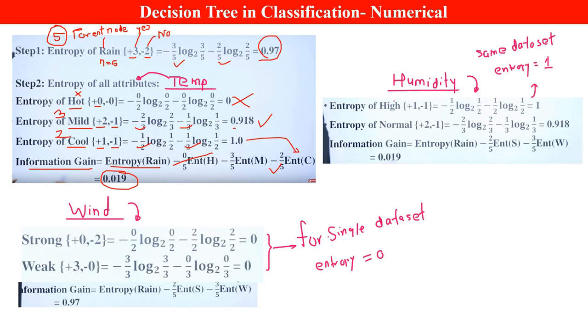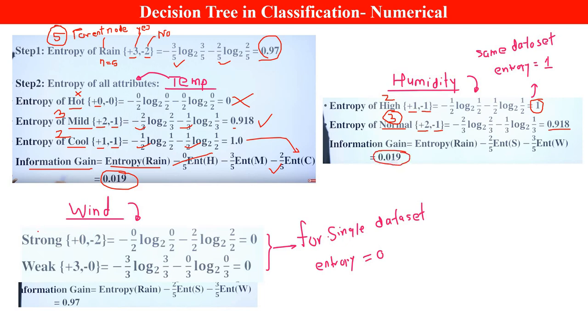For humidity, the high is coming 2 times and normal is coming 3 times. Yes is 1 time, so 1 by 2. No is 1 time, so 1 by 2. In normal, the yes is coming 2 times, so probability of yes is 2 by 3. No is coming 1 time, so probability is 1 by 3. The weighted average for high is 2 by 5 multiplied by the entropy 1. For normal, the weighted average is 3 by 5 multiplied by 0.918. So the information gain comes out to be 0.019.